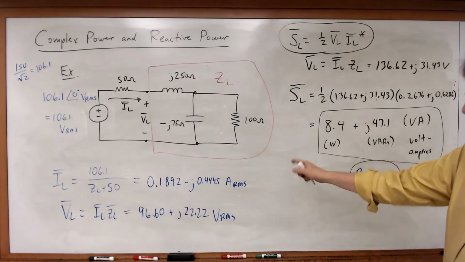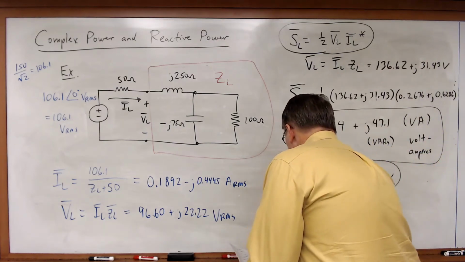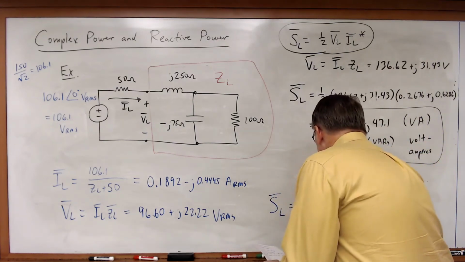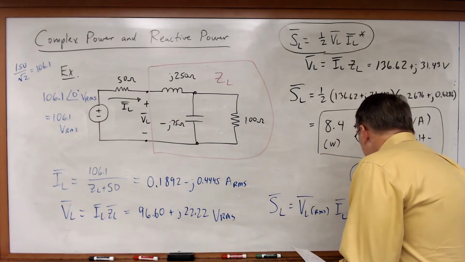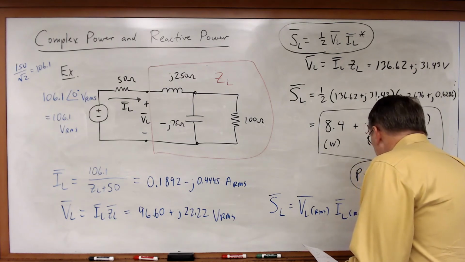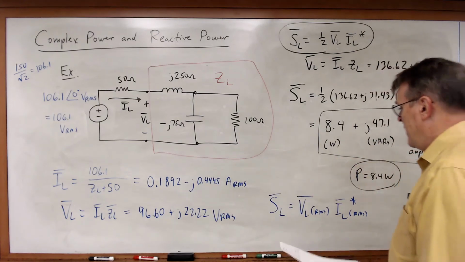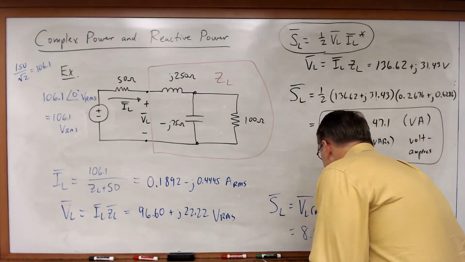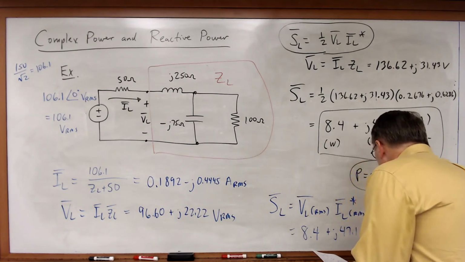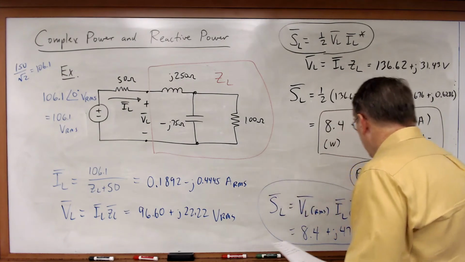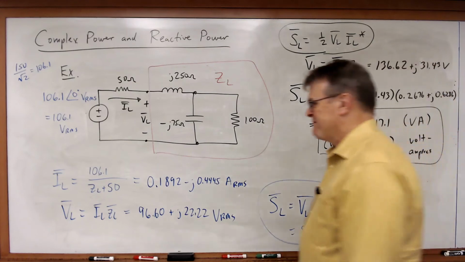And now I can just plug into the RMS complex power equation. SL is equal to VL RMS times IL RMS complex conjugate. I plug those numbers in, and not surprisingly, I get 8.4 plus j47.1 volt amperes, which is exactly the same answer I got before. In fact, I'd be surprised if it was different.